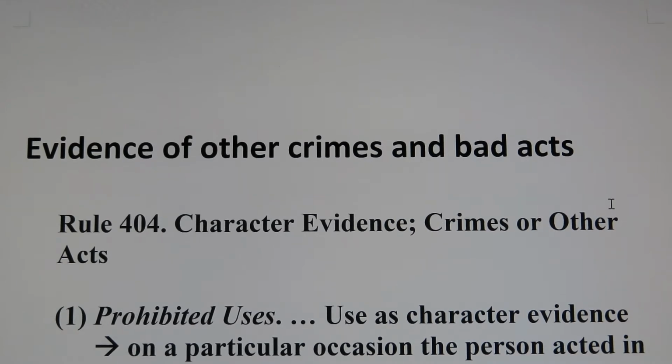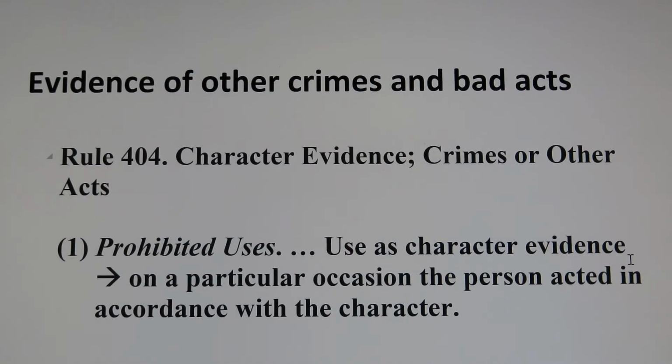Evidence of other crimes and bad acts. According to Rule 404 of the Federal Rules of Evidence, evidence of other crimes and bad acts in some cases is admissible. According to this rule, we have prohibited uses. By these prohibited uses, we mean this other crime evidence cannot be used as character evidence.